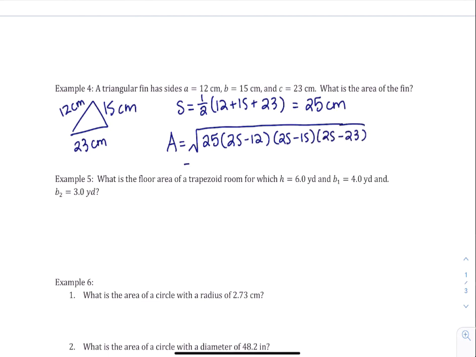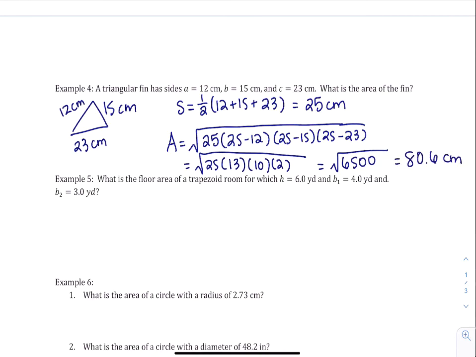Do this in pieces. It's going to be 25. 25 minus 12 is 13. 25 minus 15 is 10. 25 minus 23 is 2. Then multiply everything underneath the square root together. So it's going to be the square root of 6,500. And then finally take the square root and you'll get your final answer. It is 80.6 square centimeters.